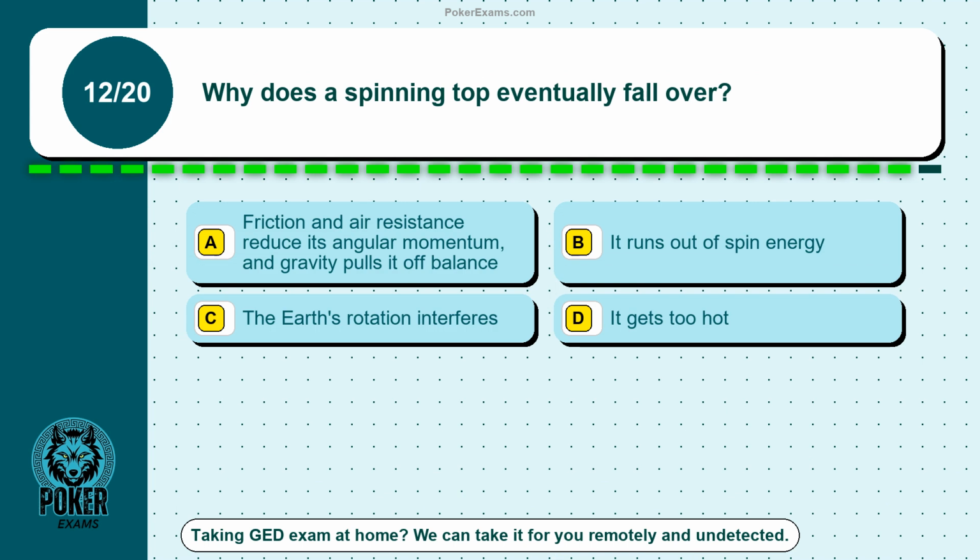Question 12. Why does a spinning top eventually fall over? Option A, friction and air resistance reduce its angular momentum, and gravity pulls it off balance. Option B. It runs out of spin energy. Option C. The Earth's rotation interferes. Option D. It gets too hot.